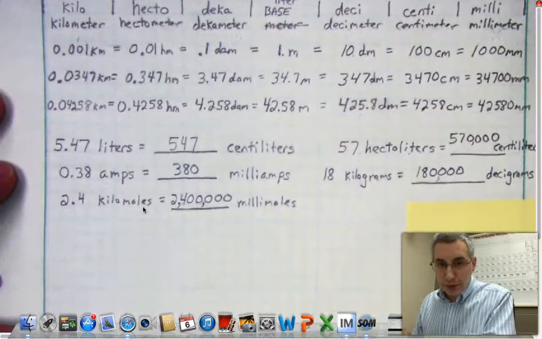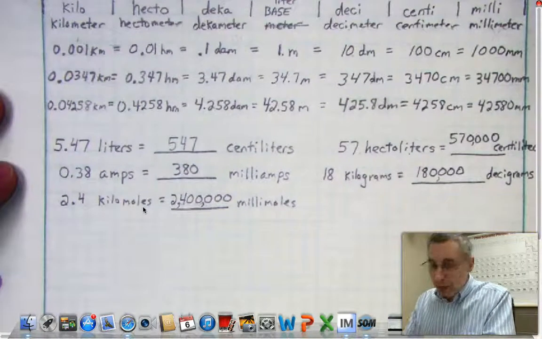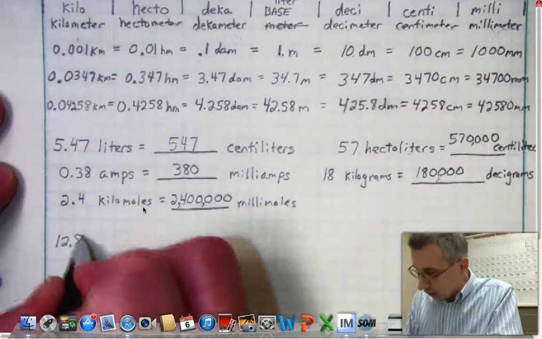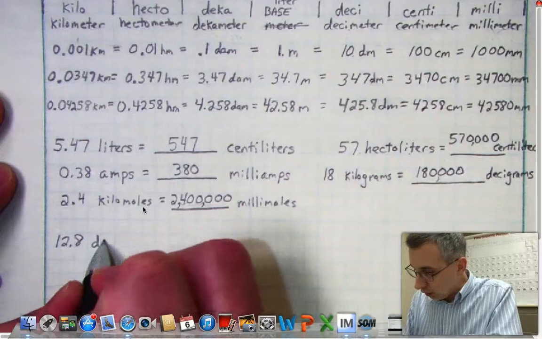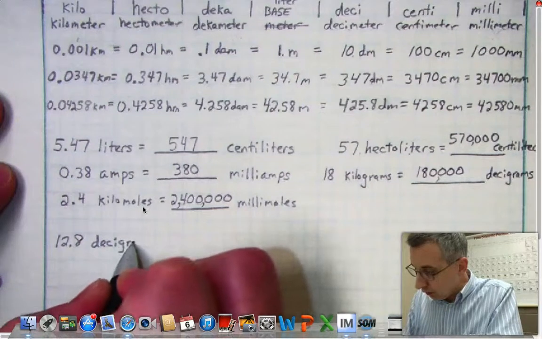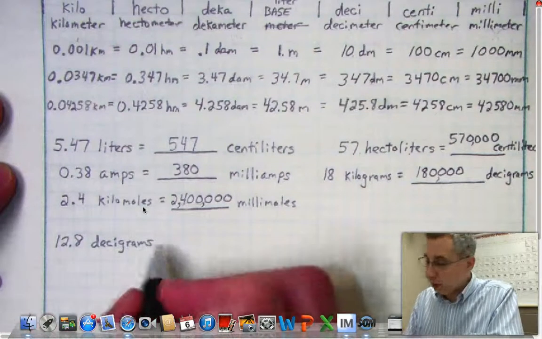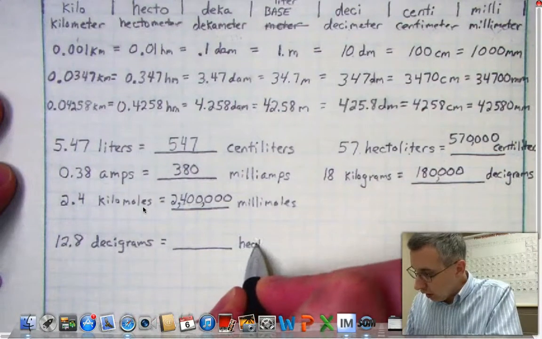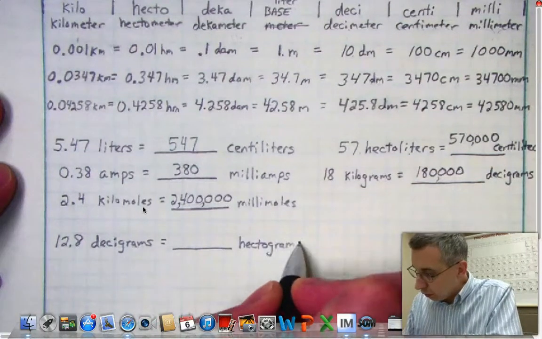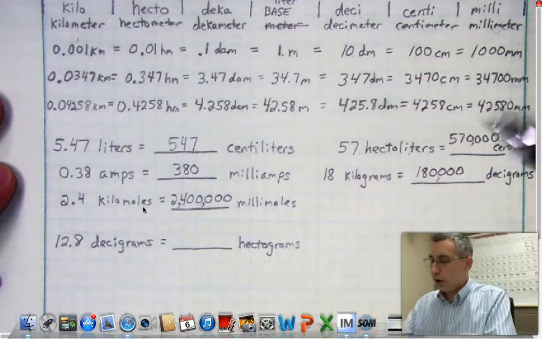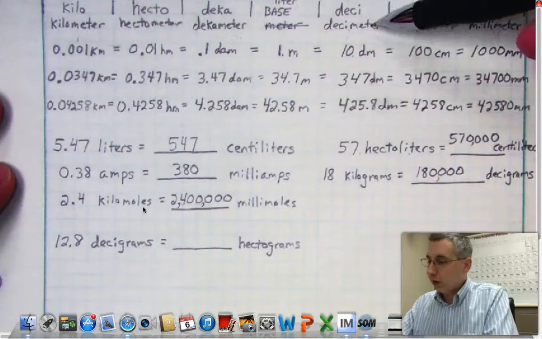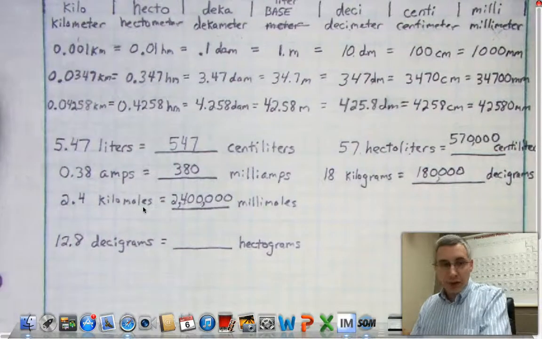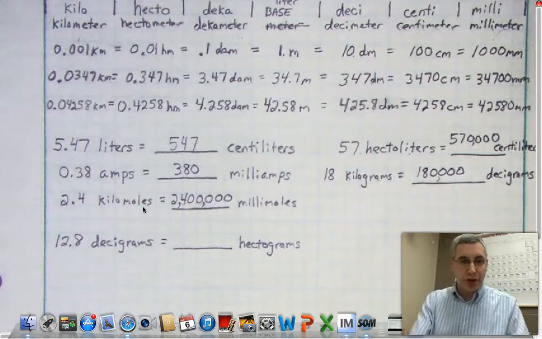There's one more problem I'd like to give you for you to try. I'd like you to take 12.8 decigrams and convert that into hectograms. I want to make sure that you can start with a prefix over here on the right and move to the left, so give that one a try. Press pause right now, try it out, then press play, and we'll check your work.